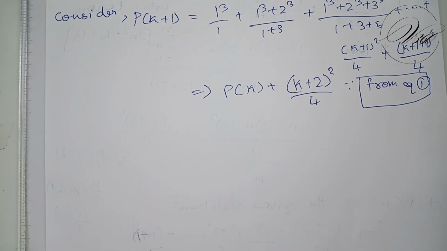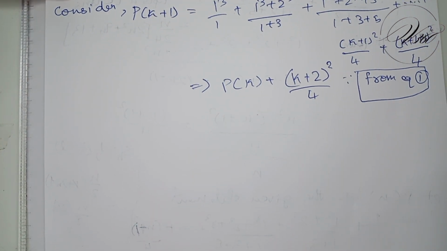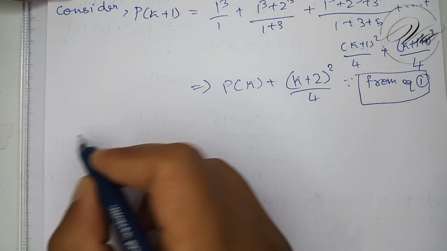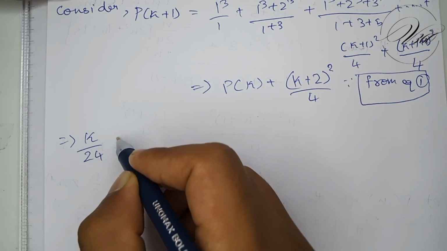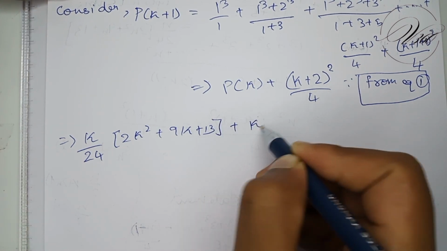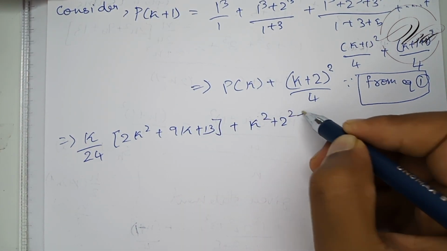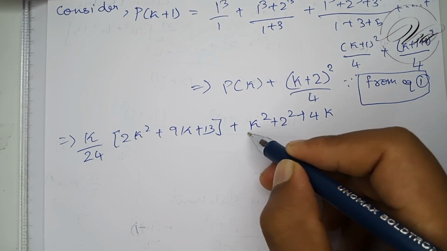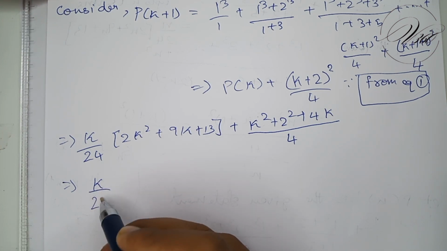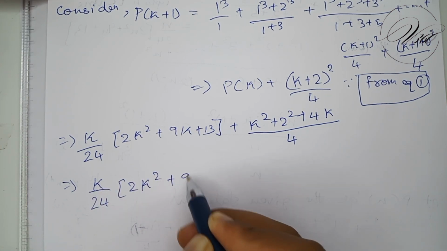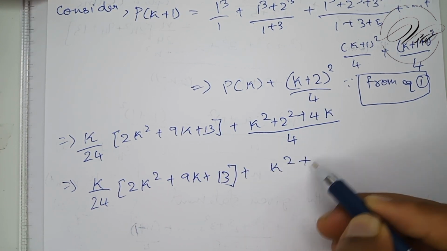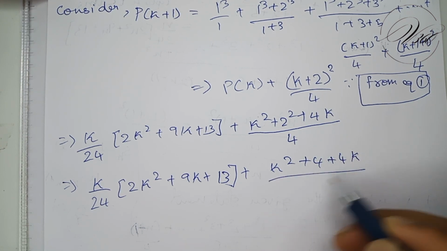Okay, from equation 1. Now here we will get k by 24 of 2k square plus 9k plus 13 plus k square plus 2 square plus 4k by 4, which is equal to k by 24 of 2k square plus 9k plus 13 plus k square plus 4 plus 4k by 4.